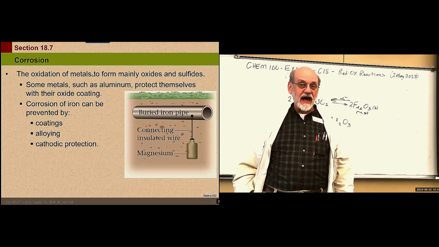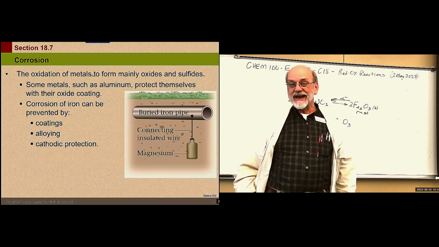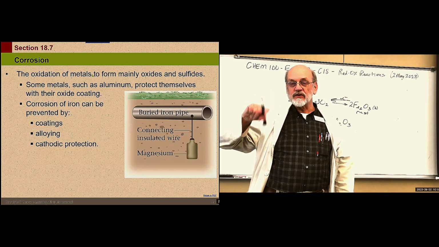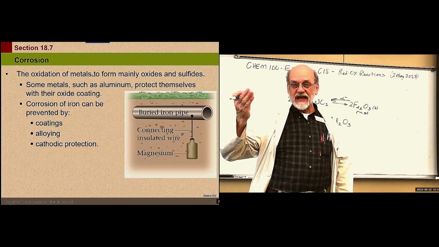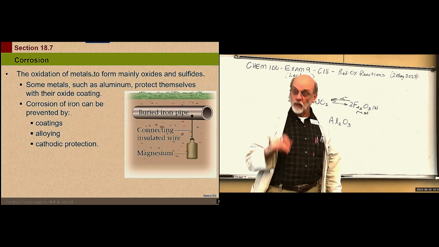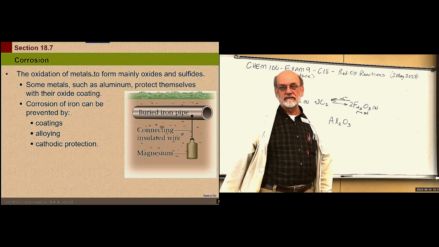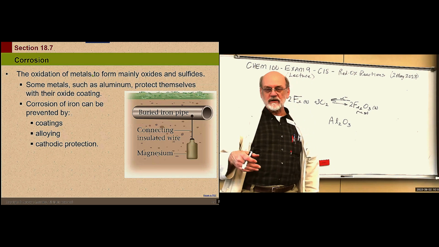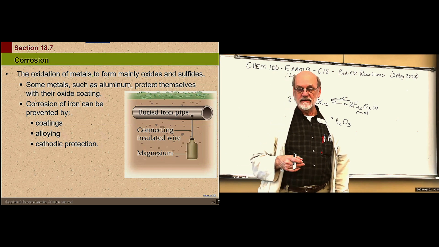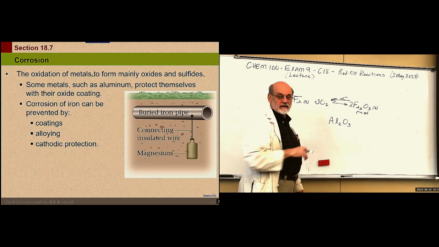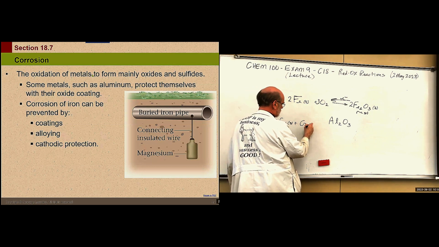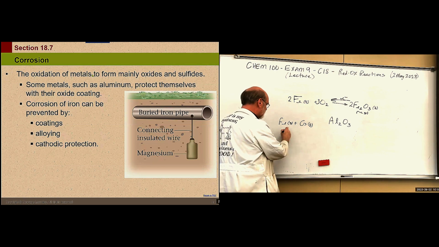This is one way to protect an iron pipe, is to connect a more active metal. We let the magnesium be converted to its oxide and give up the electrons in the process and deliver those electrons to the pipe. That's called cathodic protection. That's one way to do it. Another way is to just paint it, cover it with a coating that will keep the oxygen and water away from it. Another way is to form an alloy. We do that with iron to make stainless steel. We combine iron with chromium and make an alloy, stainless steel.